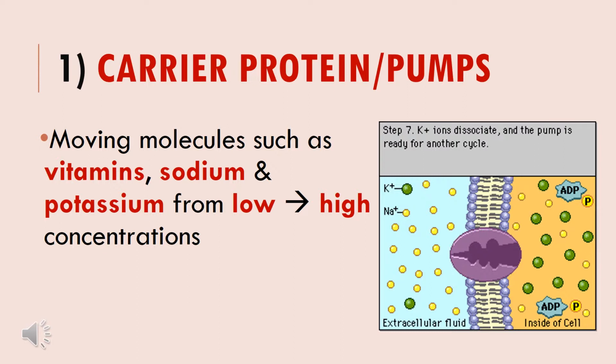Now, when molecules move across the cell membrane through carrier proteins, they will move from a lower concentration to a higher concentration. The GIF on the right-hand side shows that the green molecules are moving in one direction and the yellow molecules are moving in the other direction. Again, if you were to count them up, there would be a lower concentration on the side they're coming from and a higher concentration on the other side.